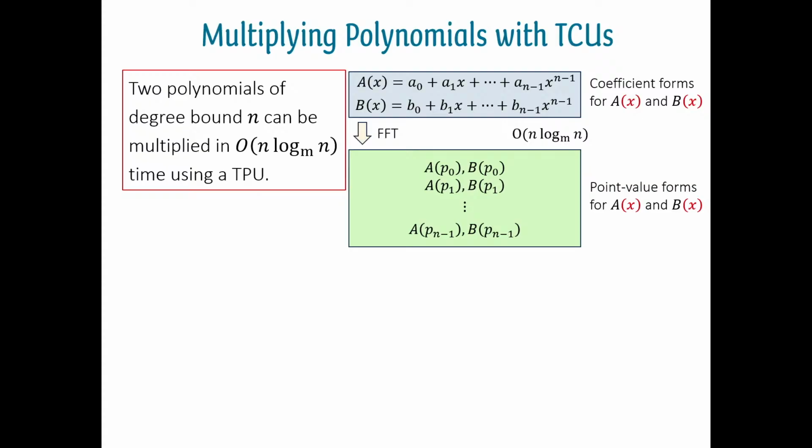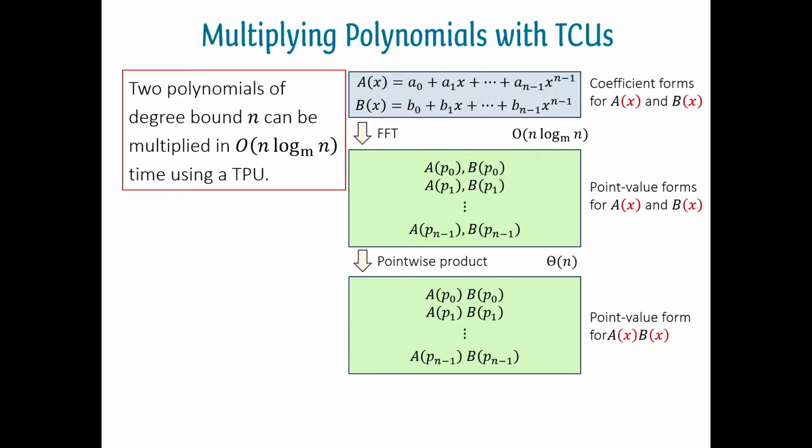You evaluate polynomial A at n different roots and polynomial B at the same n roots. This is called the point value form of the polynomial. At point P0, the value is A(P0); at point P1, the value is A(P1), like that. So from coefficient form, you go to point value form. Now you have both polynomials in point value form. But multiplying in point value form is really efficient, because you can multiply in theta n time. You simply multiply the values pointwise, this times this times this. That is the product of the two polynomials in point value form, and that can be done in theta n time.